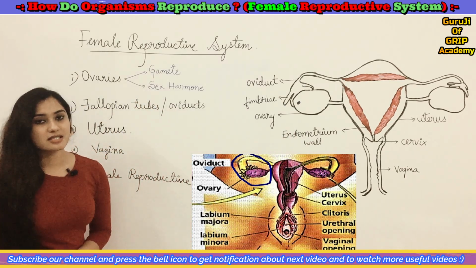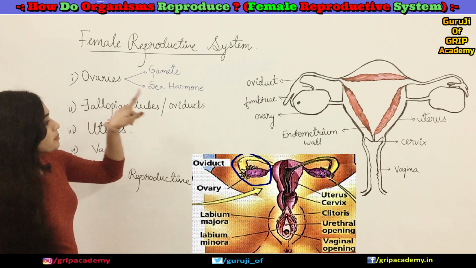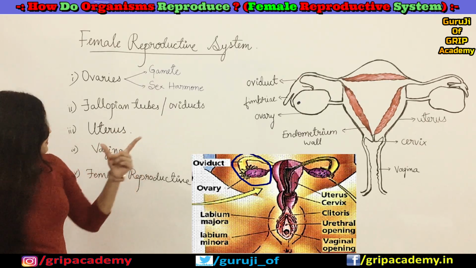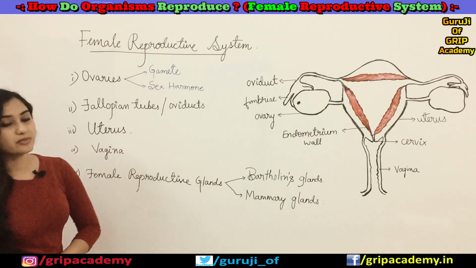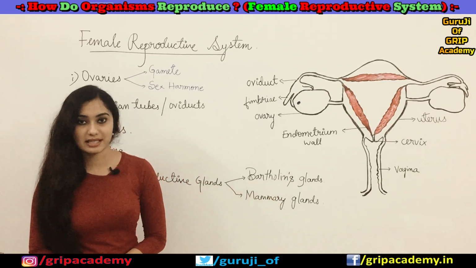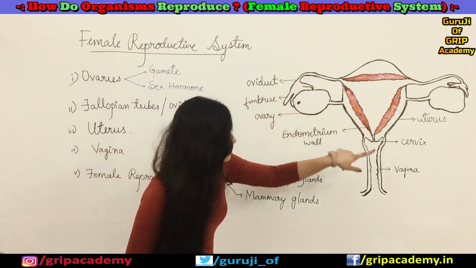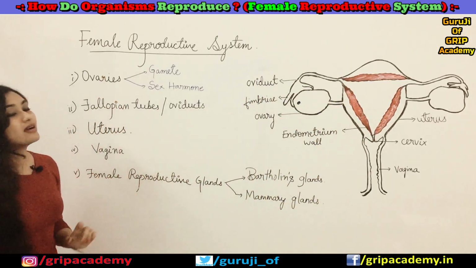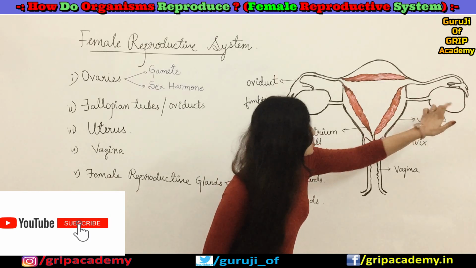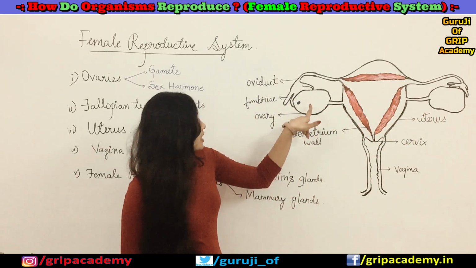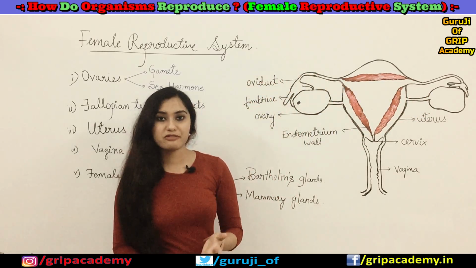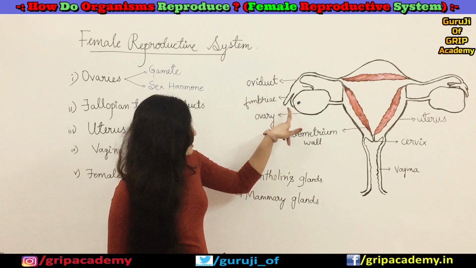The female reproductive system in human beings consists of a pair of ovaries, fallopian tubes, uterus, vagina and female reproductive glands, and that in turn consists of Bartholin's glands and mammary glands. So here in this picture we'll understand which are all these organs. Here you can see these are the two ovaries, a pair of ovaries. You can also see a pair of oviducts. These oviducts are also called fallopian tubes.